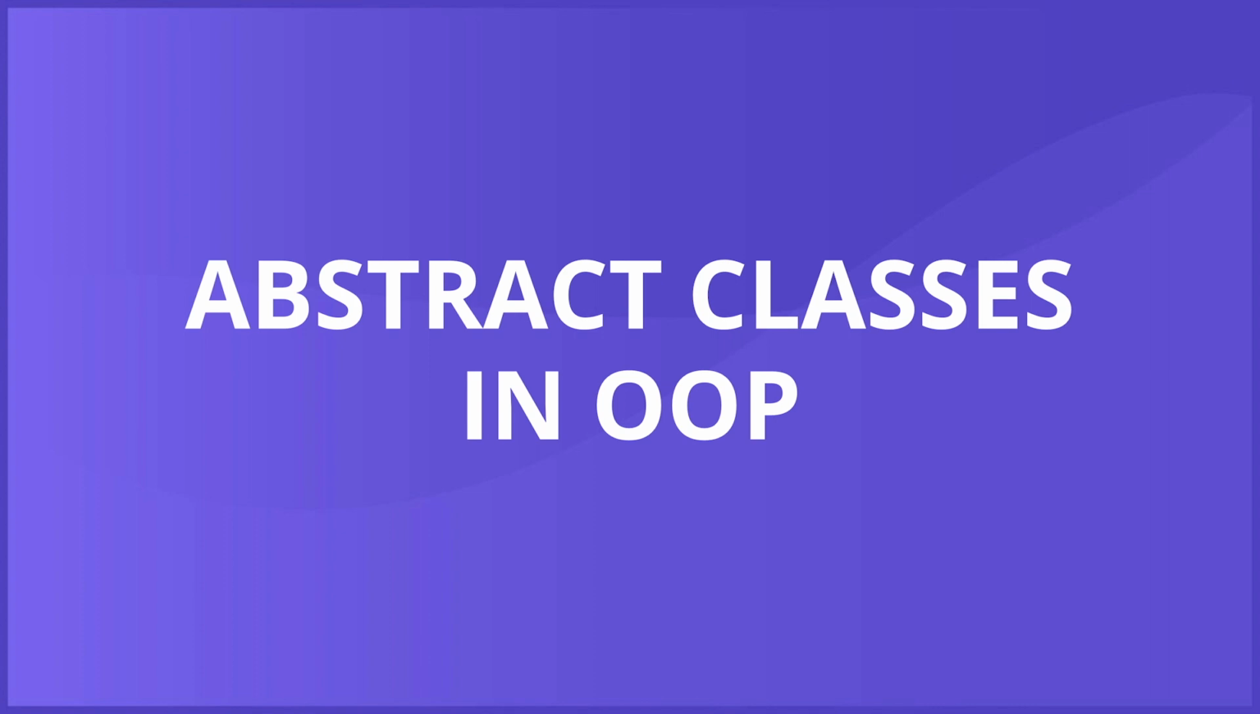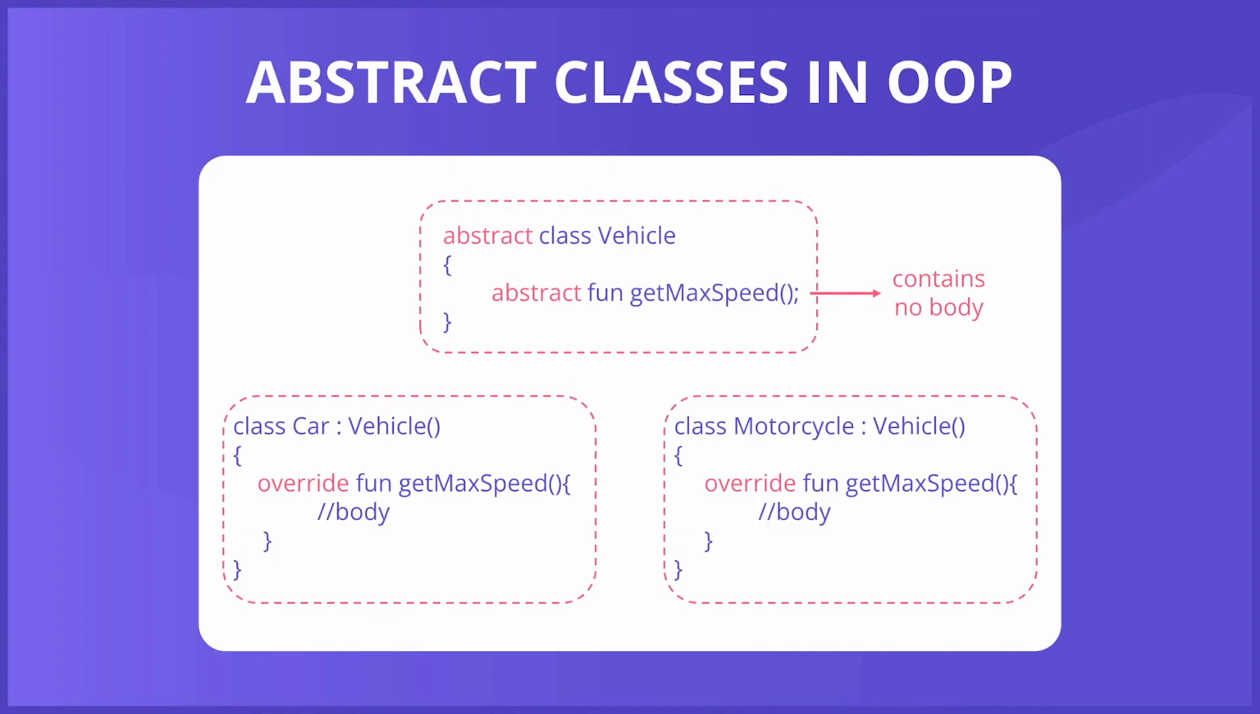So right now I want to talk about the concept of this abstract class. I would say that the most important feature that distinguishes abstract classes from other Kotlin classes is that we wouldn't be able to create any objects using abstract classes.